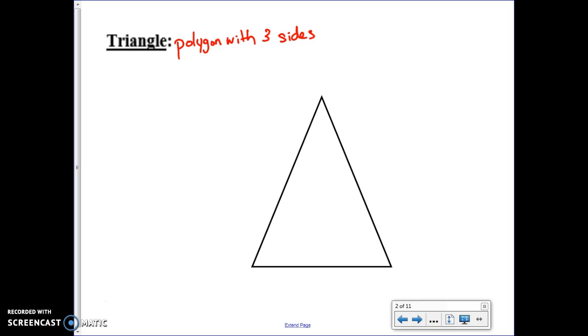I can label this triangle at its vertices. I'm going to put point A, point B, and point C. So then I can call this triangle ABC. And that order is not important. You can call it BAC, CAB, whatever you want. Shorthand for triangle, though, is just a little triangle symbol. So triangle ABC would work as well.